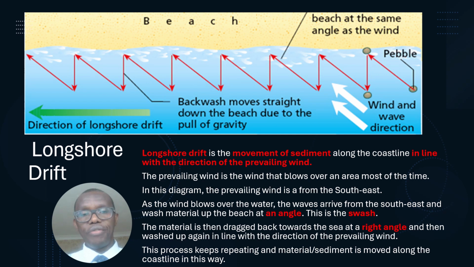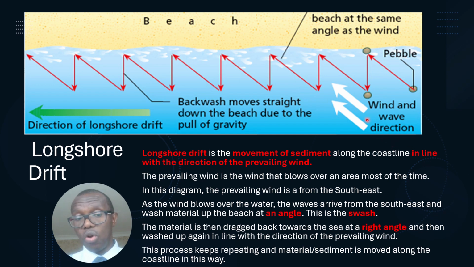So longshore drift is a process that will happen along coastlines, and this is a very important one to talk about. And it's the movement of sediment along a coastline in line with the direction of the prevailing wind. Okay, now if we look at this particular coastline here, obviously we have the sea in blue, and then we have the beach here in a light brown color. And as you can see, the white arrows here represent the prevailing wind direction.